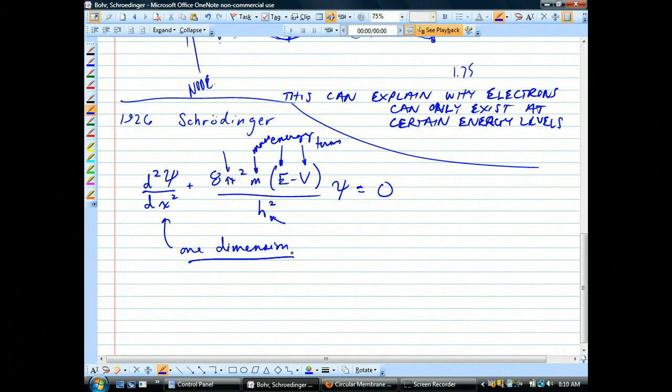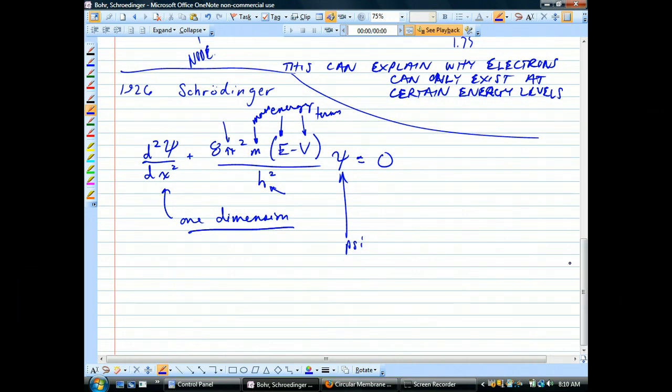Now, the weird thing about this equation is this guy. This is the strangest thing about it. It's got a prominent place in the equation. And of course, it's called psi, that's just the word for that symbol. But it is called the wave function.